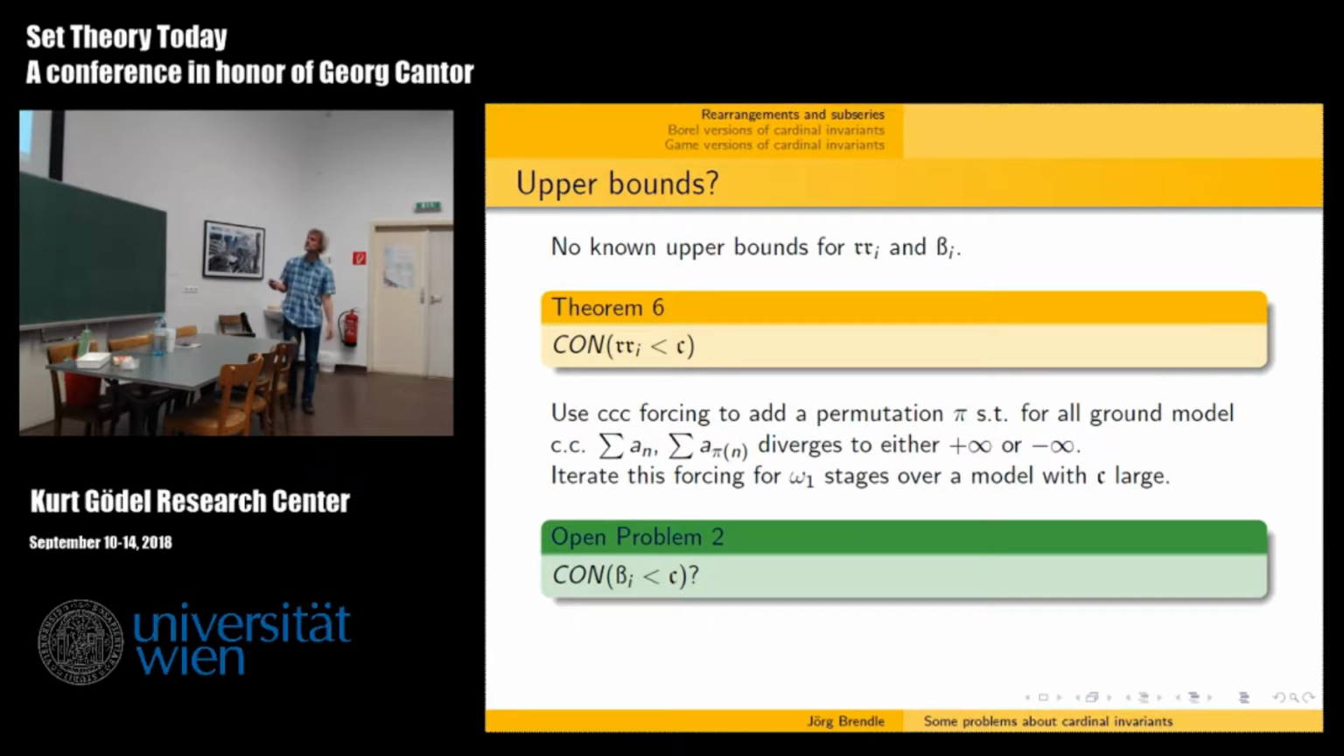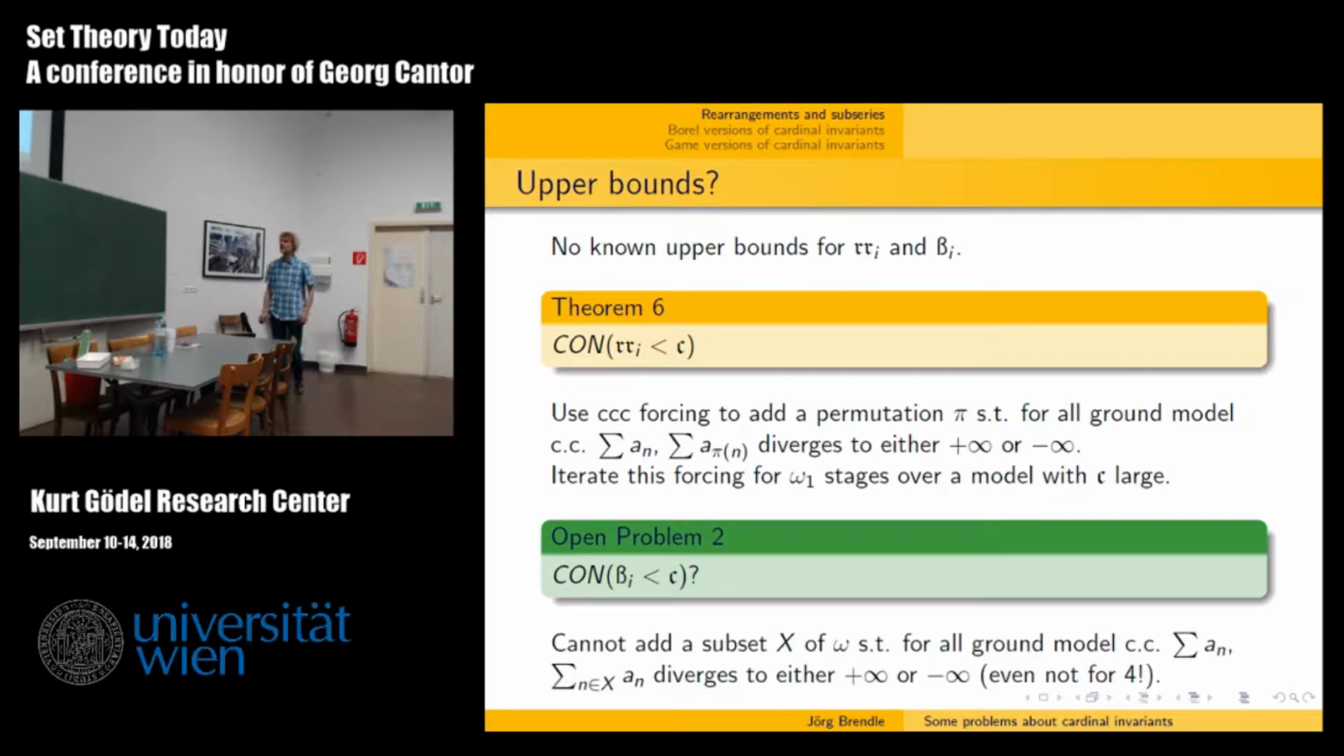Now, of course, for a consistency proof, you would want to do something like that, and what we do know is that this is not possible. So you can't add a subset of omega such that for all ground model conditionally convergent series, the subseries diverges to either plus or minus infinity. You can't even do it for 4. So this is actually a ZFC thing. You can construct 4 conditionally convergent series such that there is no subset which works for all 4 of them.